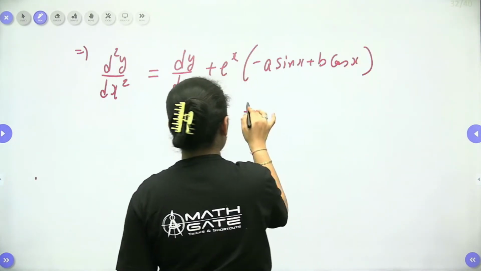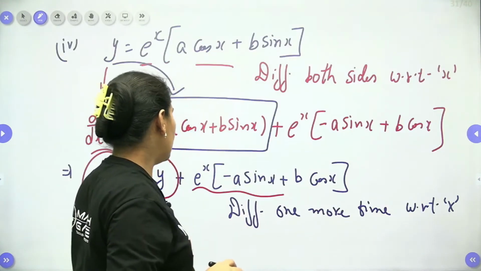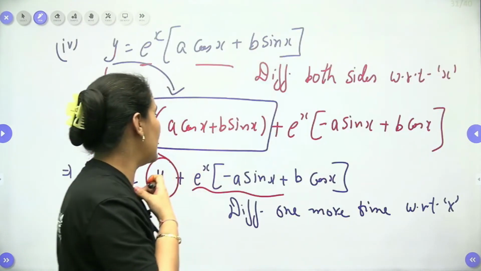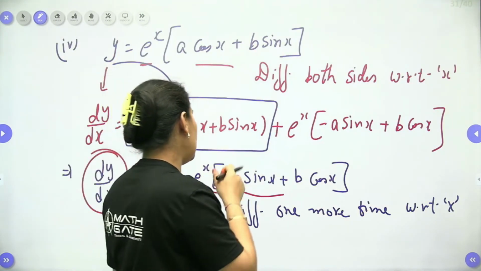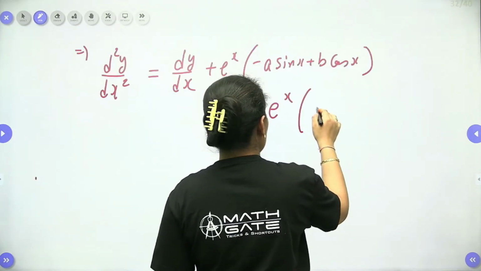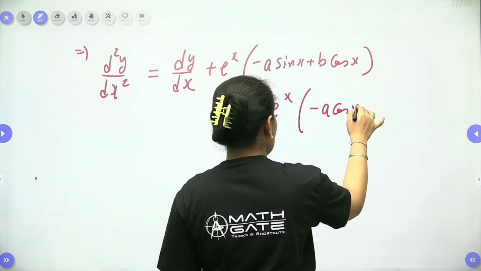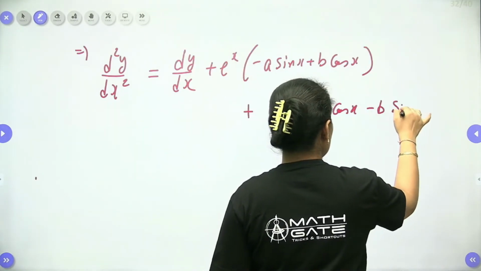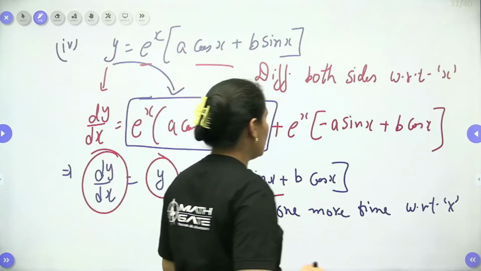Okay guys, now plus, when you differentiate e power x, what will it become? It will become e power x only. And when you differentiate the other part, it will be minus a cos of x, and minus b sin of x. Yes, exactly, you can write it down.